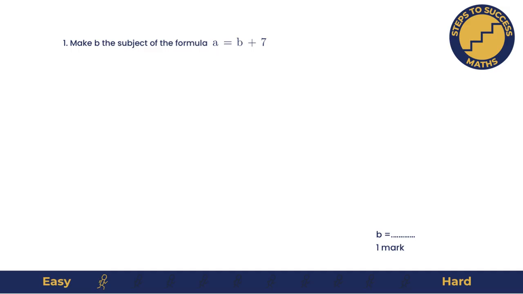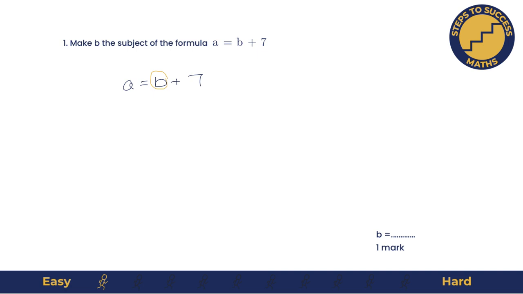Question 1. Make B the subject of the formula A equals B plus 7. Okay. So, it's a bit like solving an equation, but it's not going to get any simpler as we do it. We're just going to move things around. And the aim is to make B the subject by itself. So here's what I suggest. Step 1, circle or highlight the subject, so B, the one we want, and get rid of everything with B.